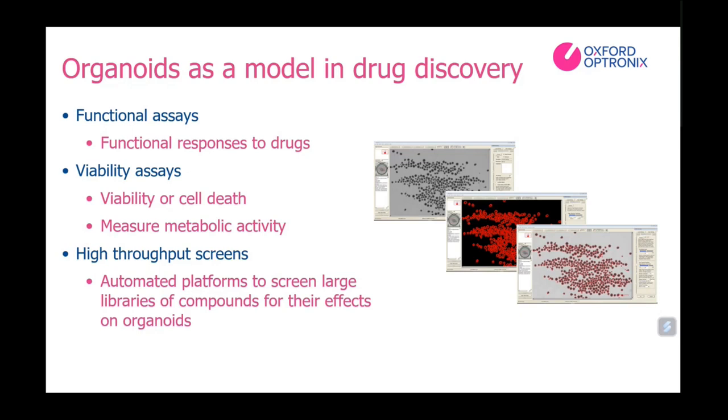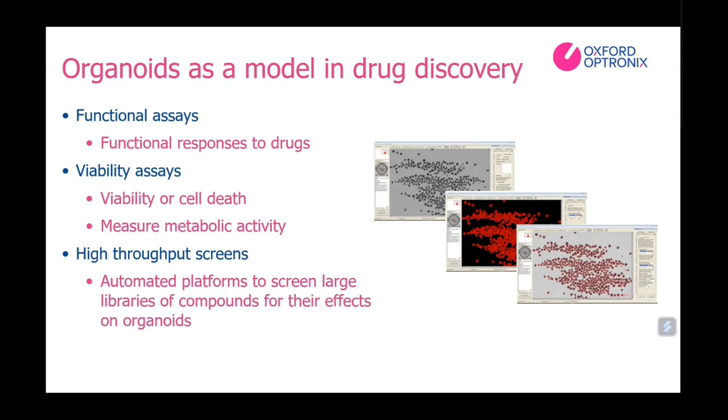Viability assays assess the impact of drugs on organoid viability and cell death, and can involve measuring cellular metabolic activity, assessing cell membrane integrity, or even evaluating DNA content. Viability assays can provide information on drug toxicity, as well as optimal drug concentration or exposure time for a particular organoid model. Last, we have high throughput assays.